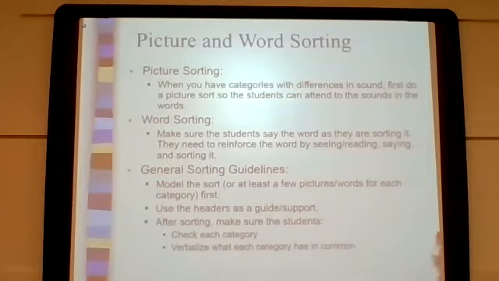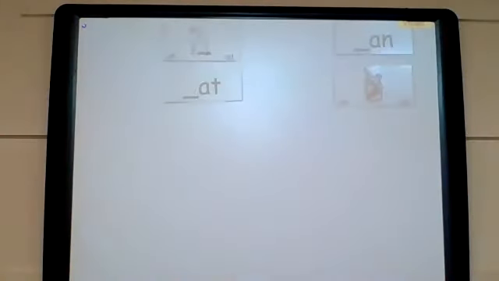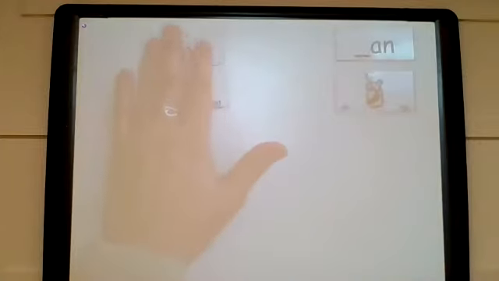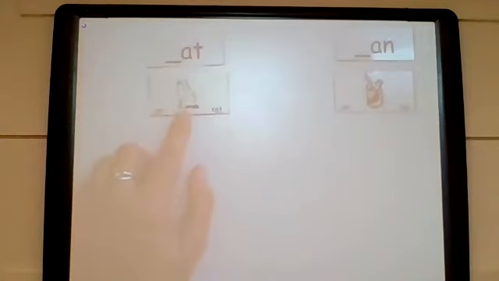And so now I'm going to demonstrate what I would like for you to do, how this would look. Here we have an at and an an word sort, and these are our headers. As you can see, we have the word family on top, so at, and then we have a picture to go with at, and our key word is cat. And with an, our key word is can. We want to make sure that we are pointing out those pictures because those pictures will be a guide for them. So the first picture we're going to sort is hat.